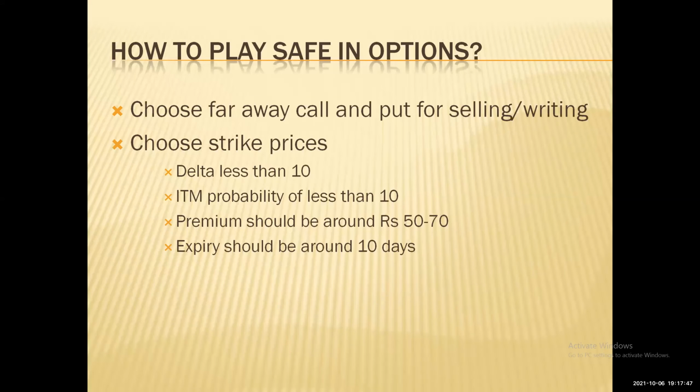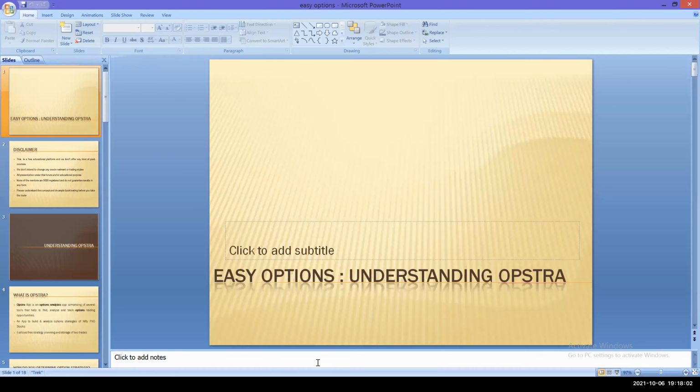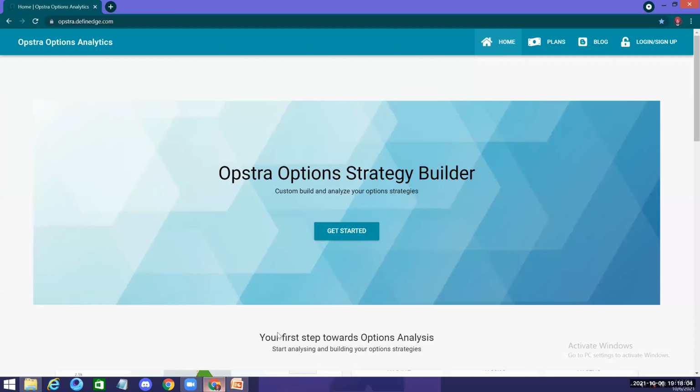Take a screenshot. Delta should be less than 10. ITM probability should be less than 10. Premium should be around 50 rupees to 60 rupees. And expiry should be around 10 days away. Now let's go to Opstra to check these facts, whether what I'm speaking is true or false.